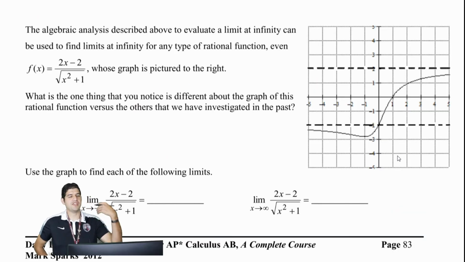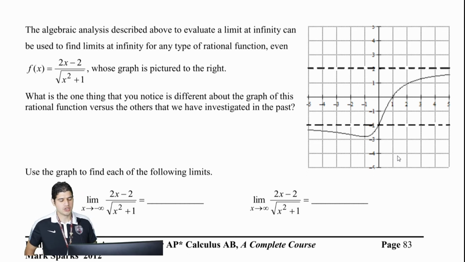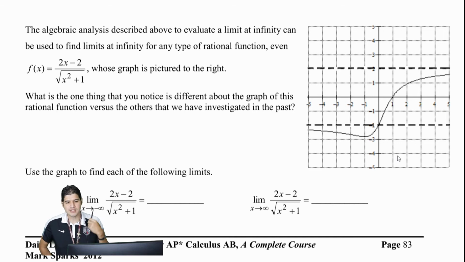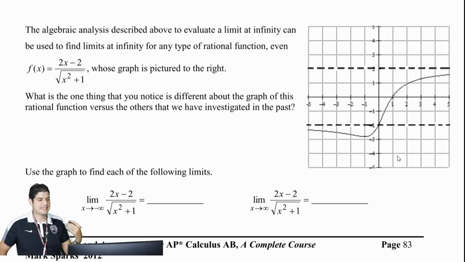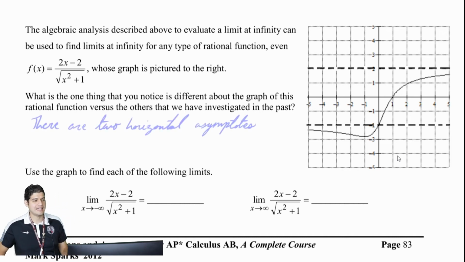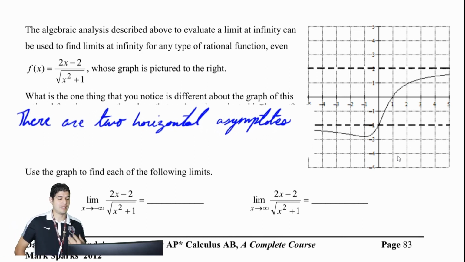All right, so everything that we've learned so far is going to work for any type of rational function, even stuff with radicals in the numerator or denominator. So let's look at this graph on the right side there. And I want you to say, okay, what is one thing that you notice that is different about the graph of this rational function versus the others that we have investigated in the past? Look at the graph and think about it. And hopefully you've decided that what's different is that I actually have two horizontal asymptotes.